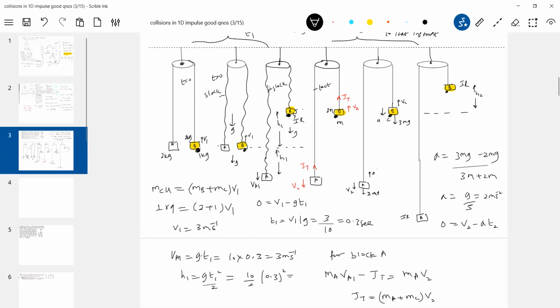What is the total time taken? That one, T1 plus T2. Then can we calculate H2? Again, the same formula, 0 minus V2 square equals minus 2 A H2. So H1, H2, we'll get, and the T1 plus T2.